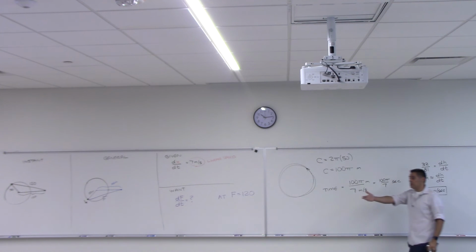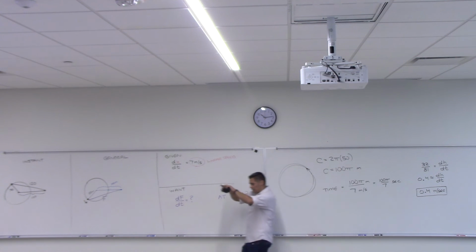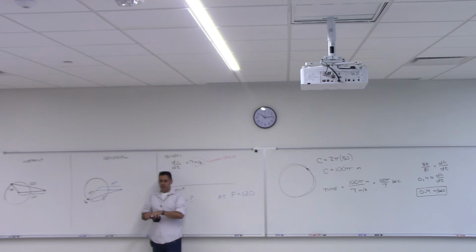This is exactly what you were just saying a second ago. If the distance around was 100 meters, and she's running at 10 meters a second, it would take her 10 seconds. If the distance around was 200 meters, it would take her 20 seconds. If the distance around is 100 pi meters, and she runs at 7 meters per second, it's going to take her 100 pi divided by 7 seconds.